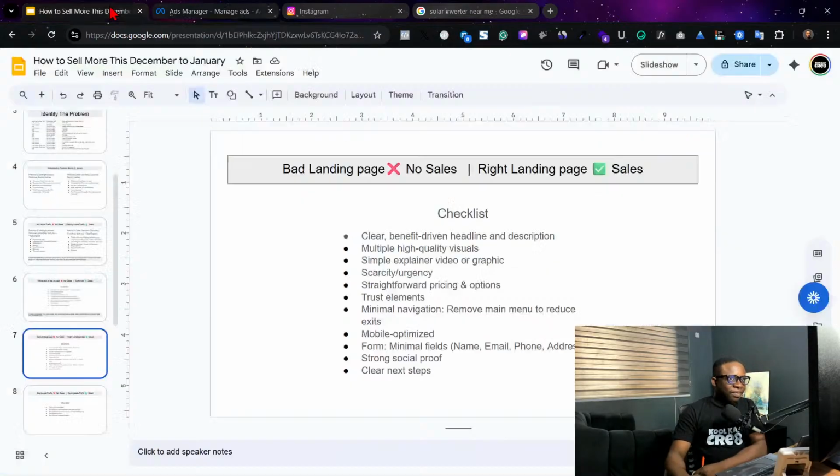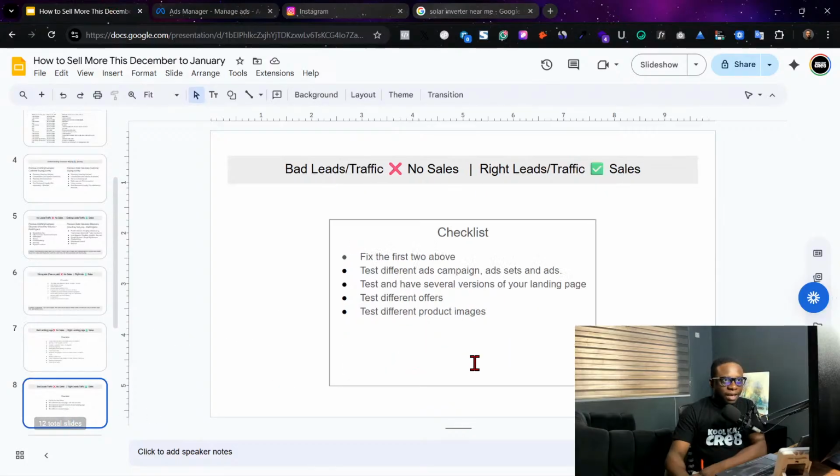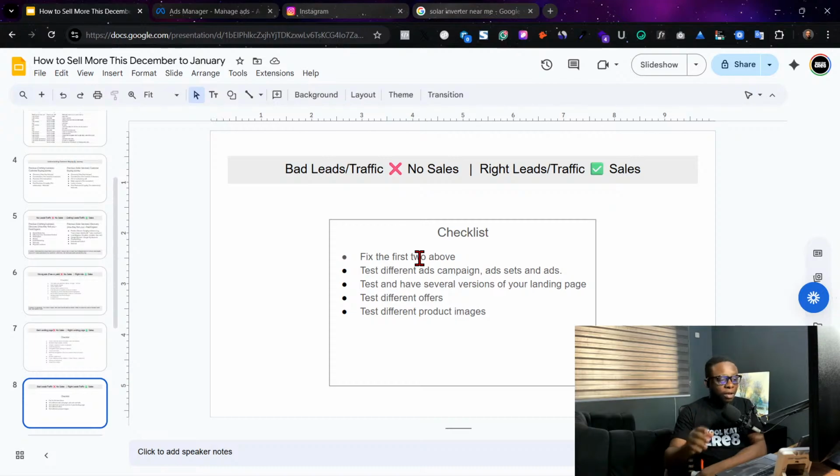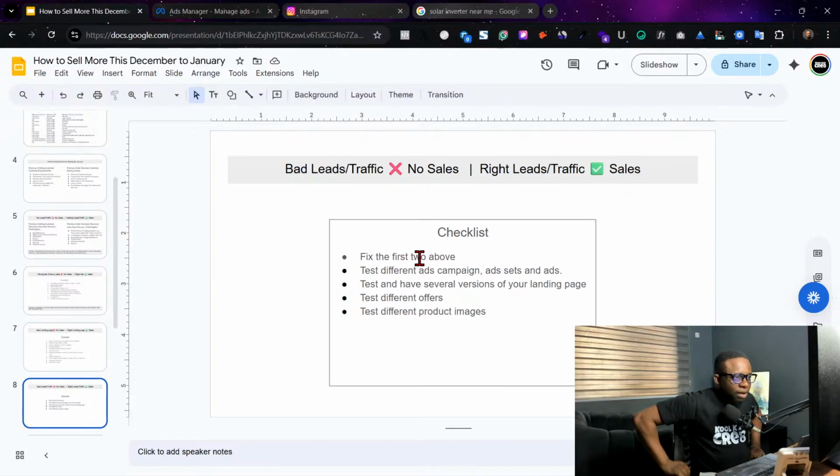So the next thing that we're going to be talking about, and I said it's going to be 30 minutes, we're already running 15 minutes on this. Bad traffic. This is one problem people had. You are running leads, I've been shouting leads at the end of the day. You get leads, but what if the leads are bad? What do you do?